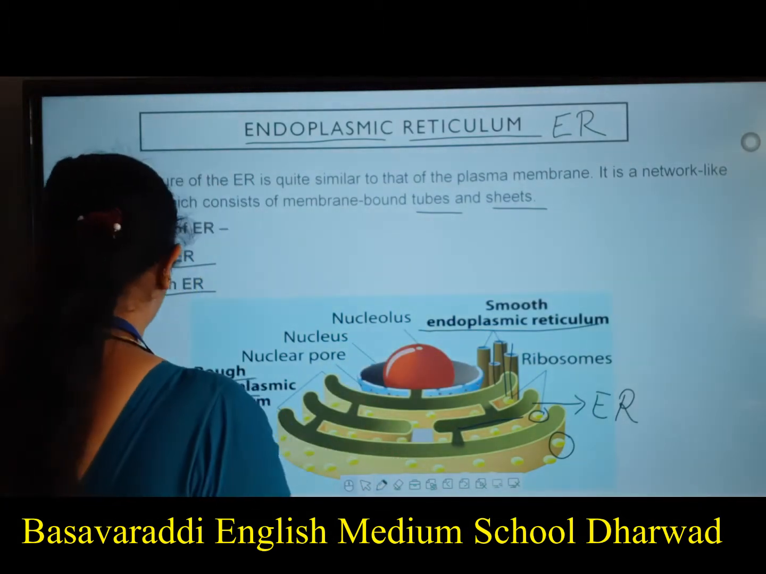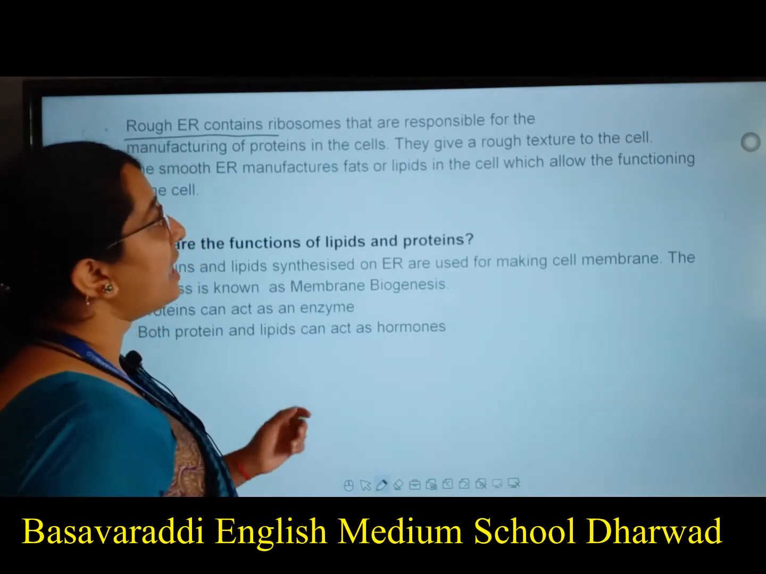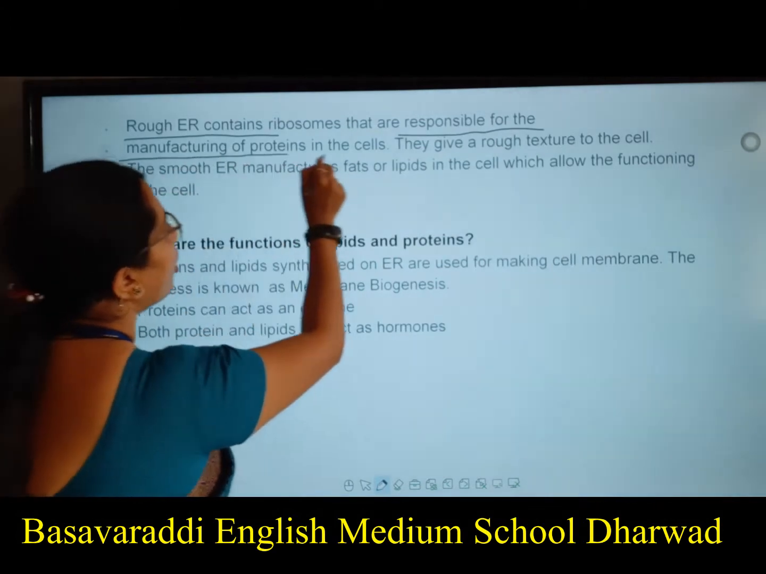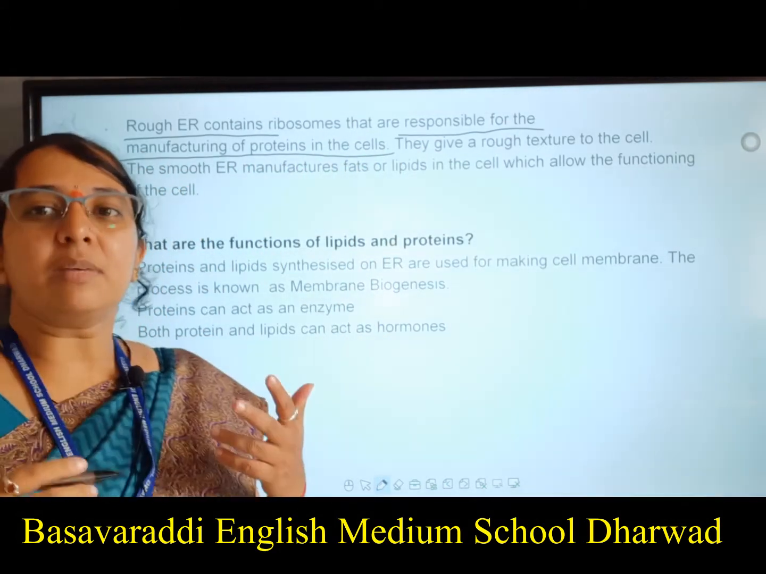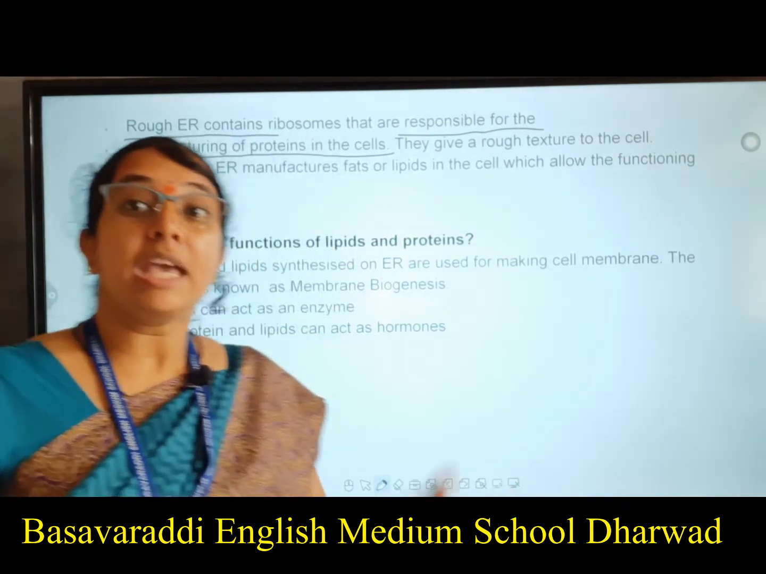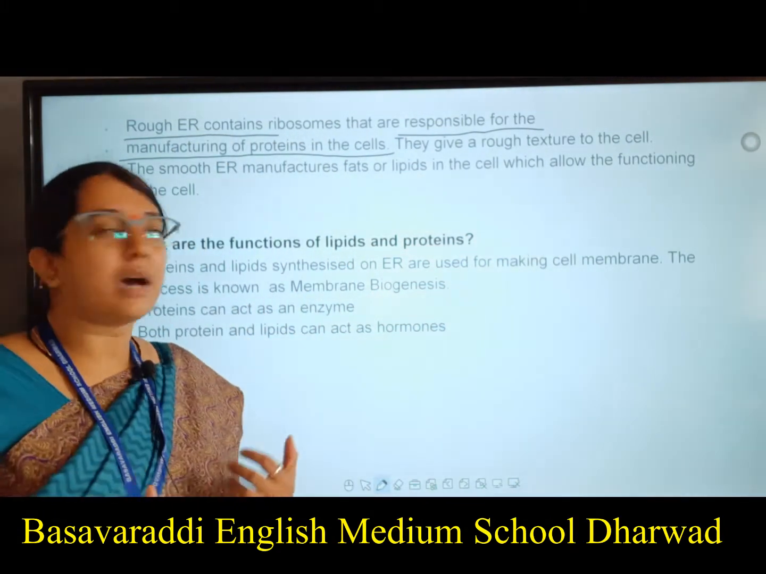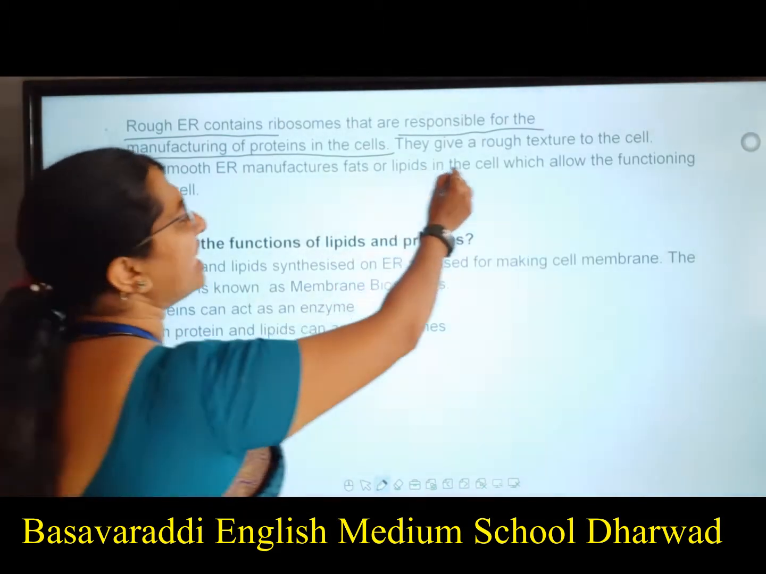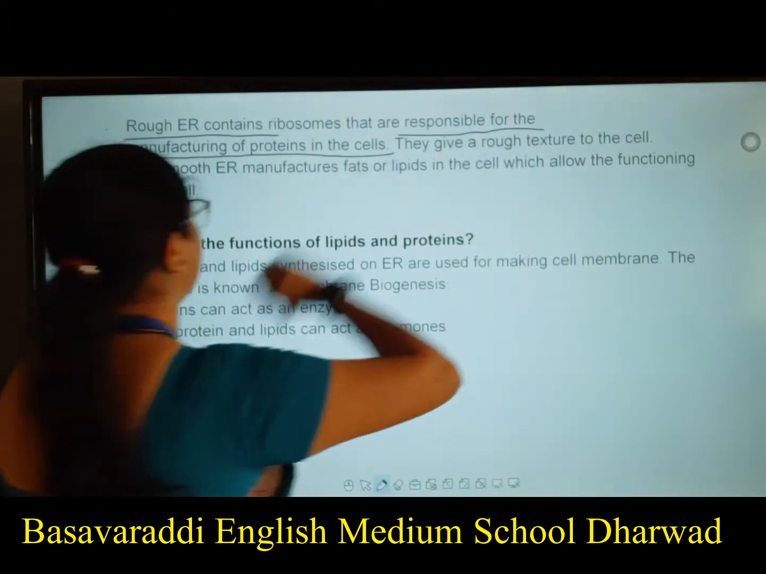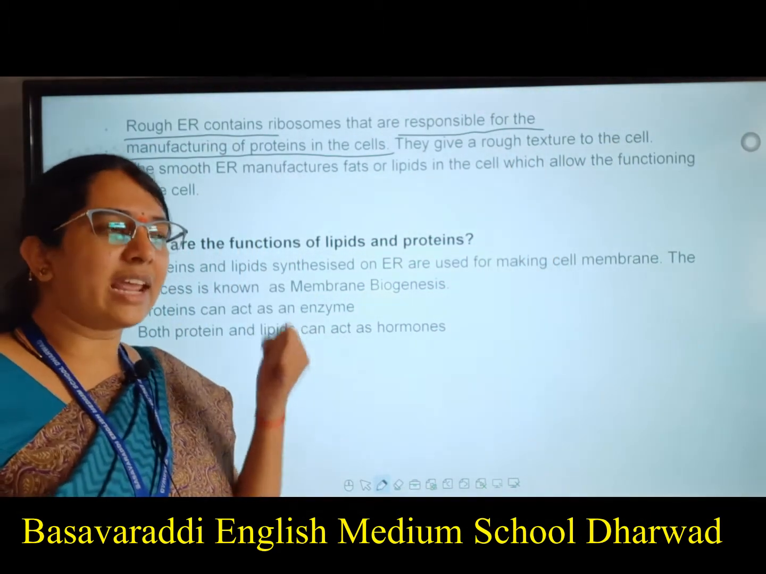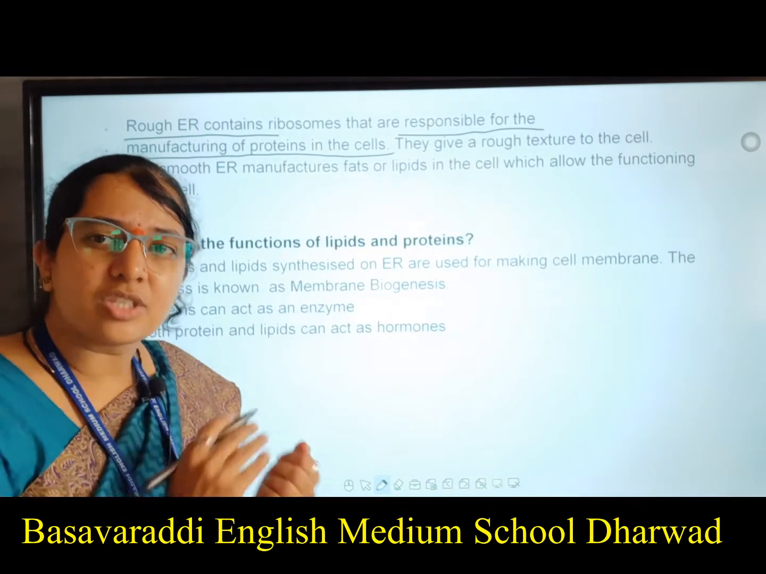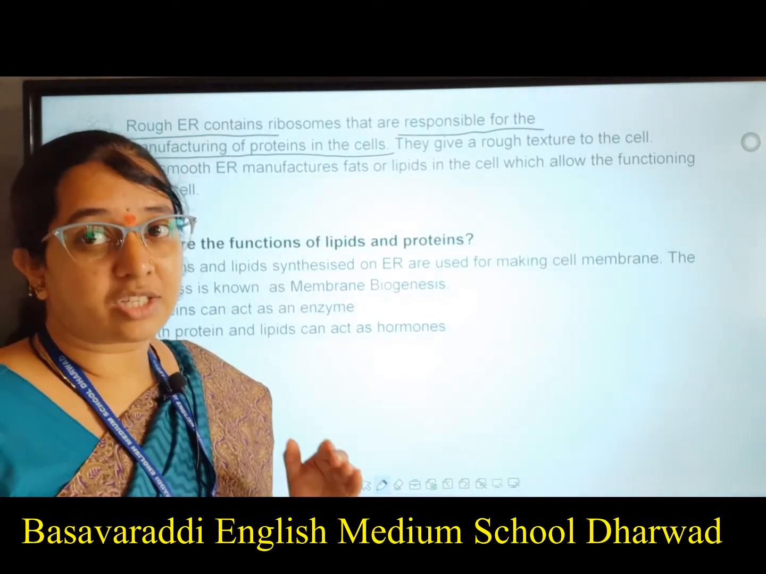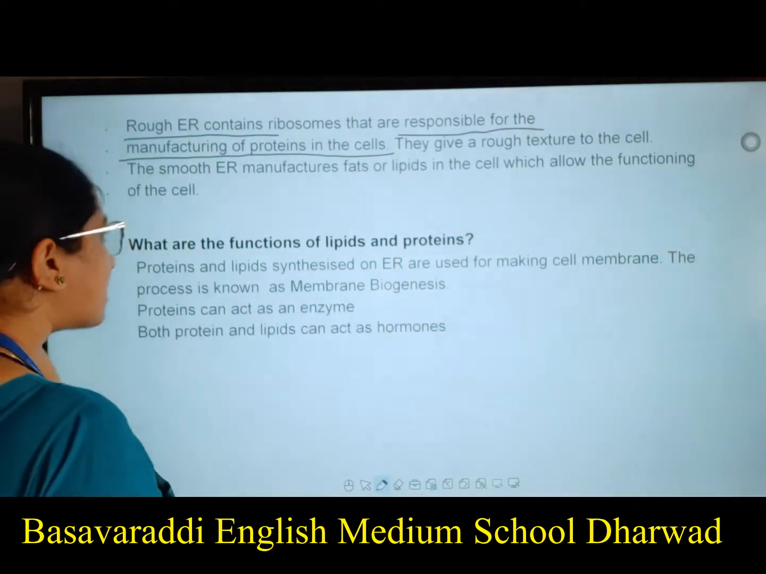These ribosomes play a very important role. They are responsible for the manufacturing of proteins in the cell. Whatever proteins are required by our body are synthesized by these ribosomes. They give a rough texture to the cell. As these ribosomes are present on the surface of the endoplasmic reticulum, they give a rough surface structure, not a smooth one.